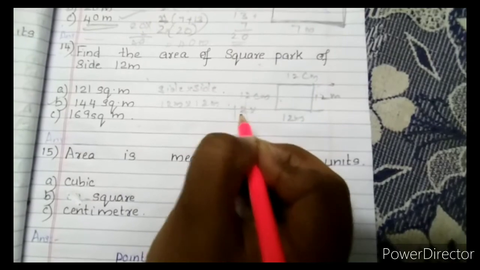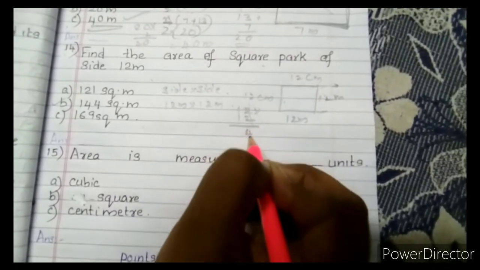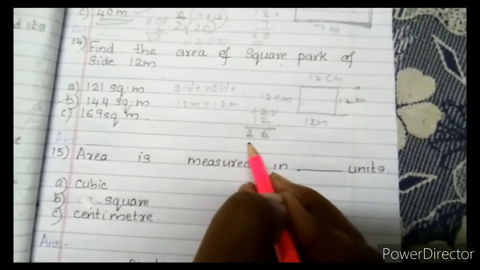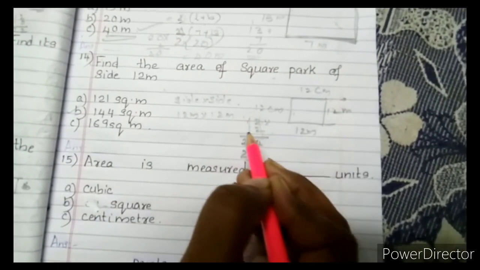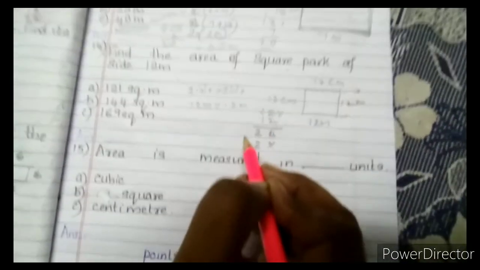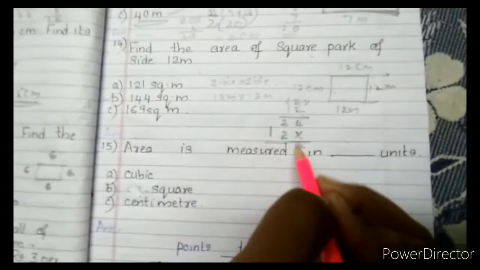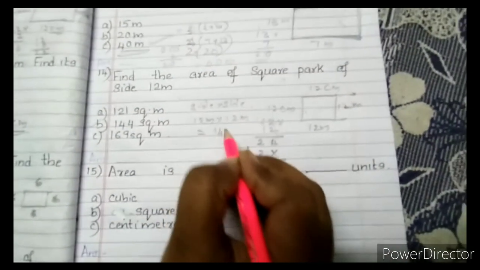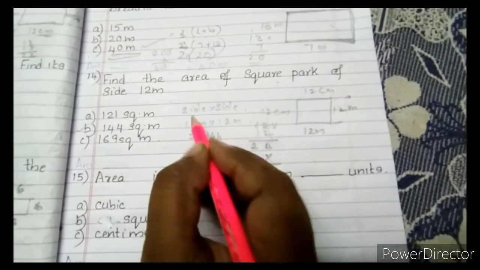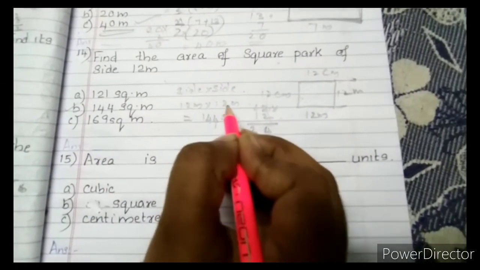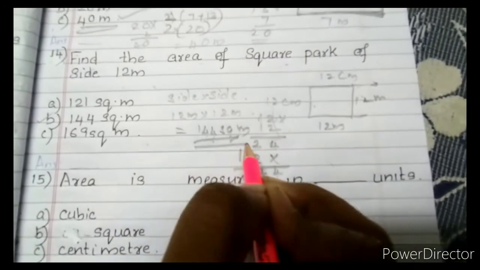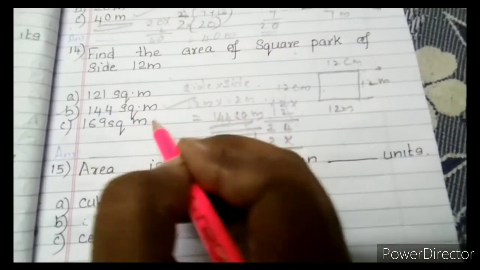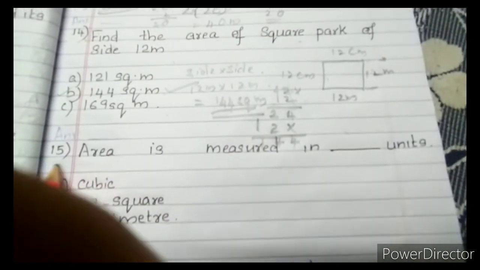12 into 12. 2 2s are 4. 2 1s are 2. Then 1 2s are 2, write it on this side. 1 1s are 1. 4. 2 plus 2 is 4, then 1. The answer is 144. The area is in square, and this is meter. Area is measured in square units. That's why the answer is 144 square meter. Answer is B.